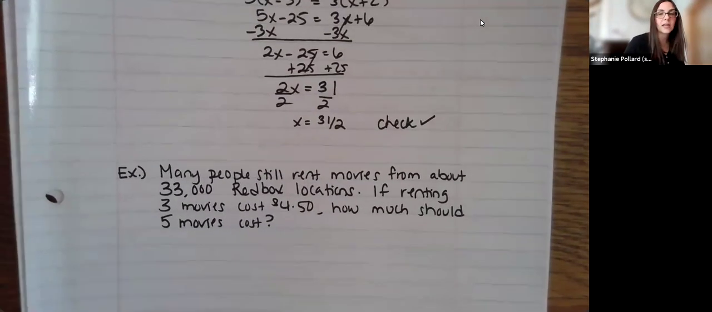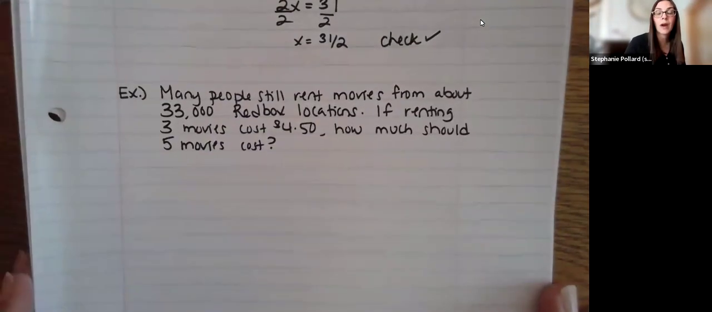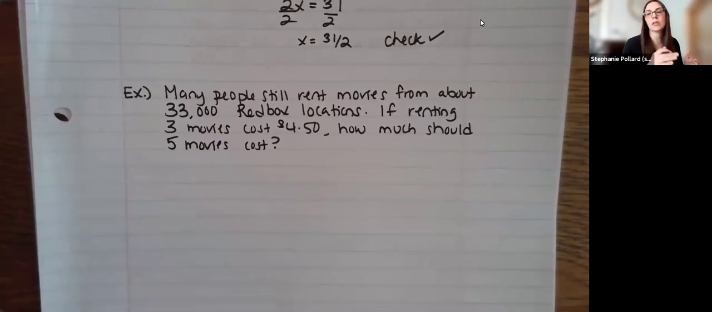Now, in the next set of examples, we're going to do more application problems. Applications are super helpful with proportions. There are a ton of proportion application examples, so we'll just do a handful of them so you can see some. So this says that many people still rent movies from about 33,000 Redbox locations. I know that the supermarket near me still has a Redbox, and they do have movie rentals right out of it. If renting 3 movies costs $4.50, how much should 5 movies cost?